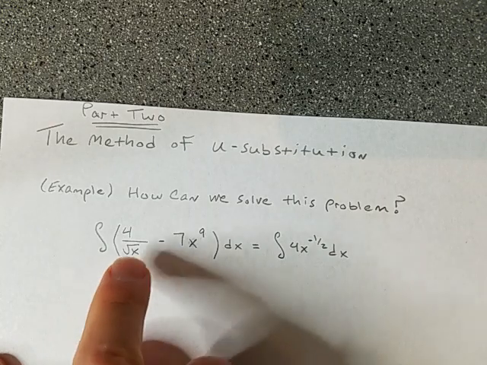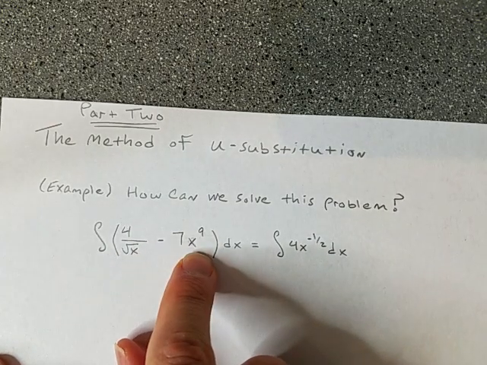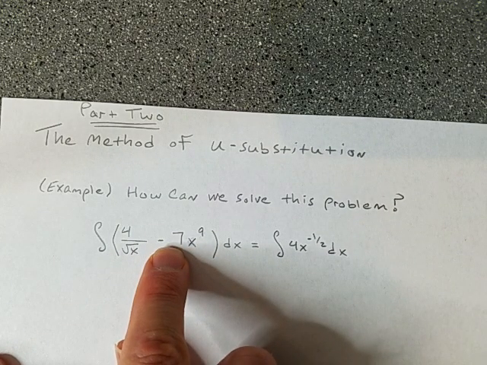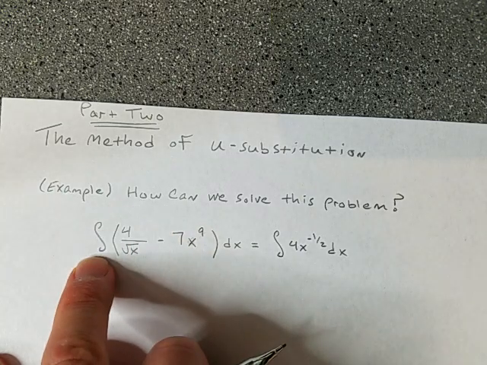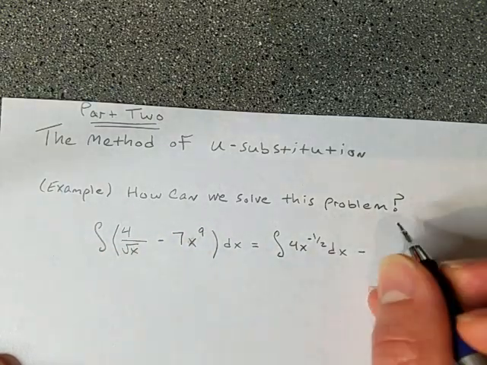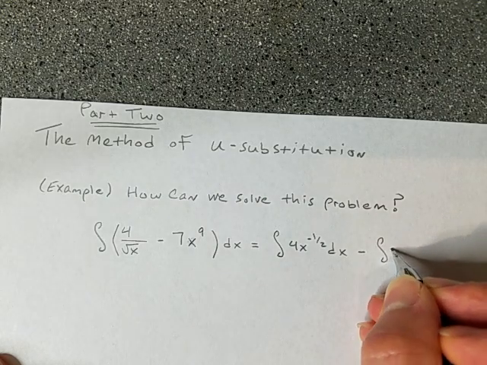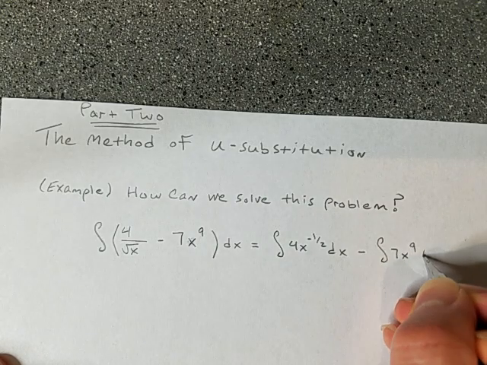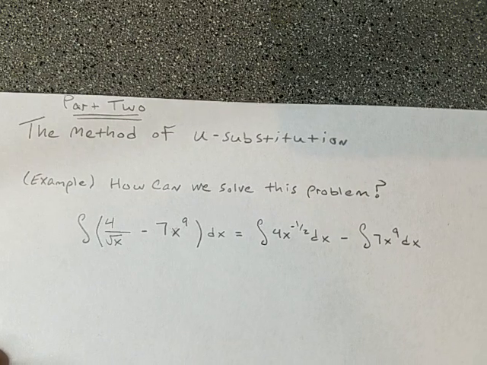I showed you a rule where you can split up the integral across a plus or a minus. So I'll do this one. I'll work out 4 over root x, and then I'll subtract, and then I'll do this one. Okay? I'll work them individually.